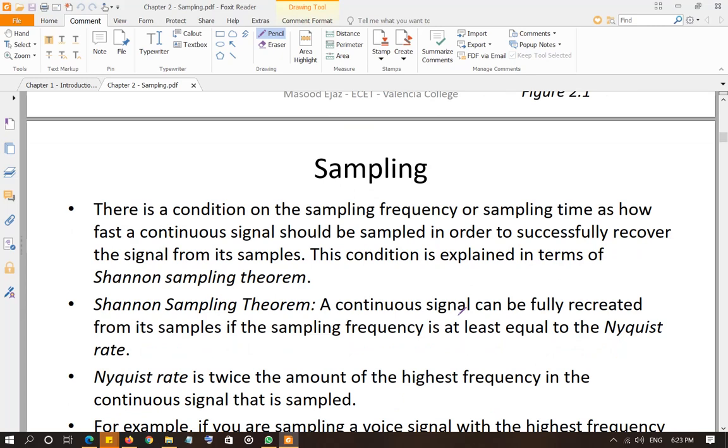And generally, for practical purposes, the sampling is done at a rate which is higher than the Nyquist rate. So for example, the voice signal is generally sampled at 8 kHz. Although voice highest frequency is 3.3 kHz, Nyquist rate will be twice of that, 6.6 kHz. But generally, the sampling is done at 8 kHz. And why? You will see it shortly.